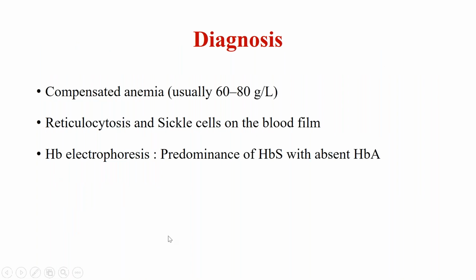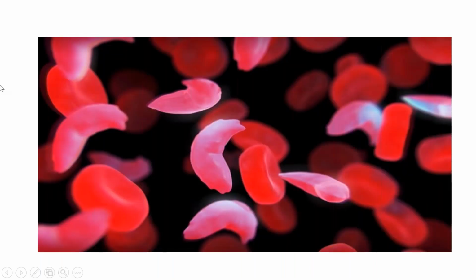What they have is an anemia. They have sickle cells on the blood films. And the diagnostic feature of thalassemia or even sickle cell anemia is hemoglobin electrophoresis, when the concentration of normal hemoglobin A is much less than the other hemoglobin. So this is a 3D picture showing you the sickle cells, and this is the normal biconcave shape of the RBC.